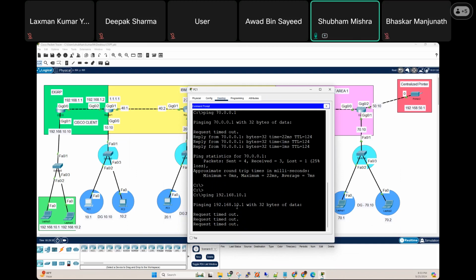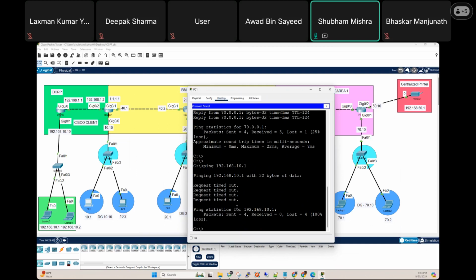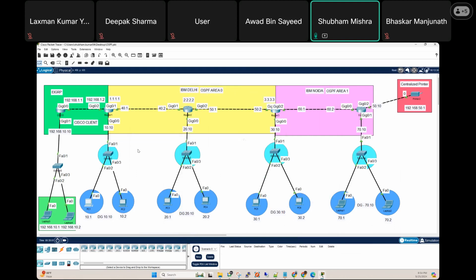We ping 70.10. That is also a different network, but you are able to ping. Why? Because on 70.1 you are running OSPF, right? The 70 network is also a part of OSPF. Okay, so that's the reason you are able to ping. But we are not able to ping the 192 network. Why? Because this is in a different routing protocol. Done. So what is the solution? We need redistribution.